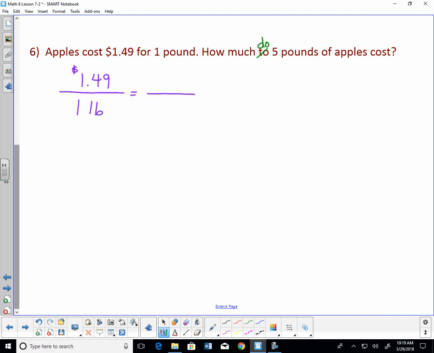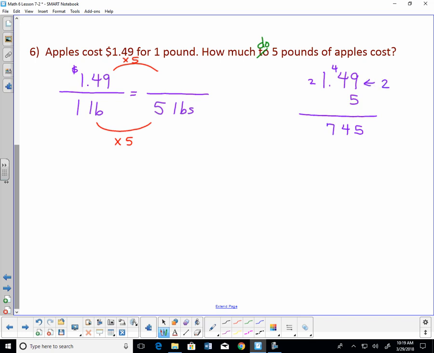Well, what did I have to do here? To get from 1 to 5, I multiplied by 5. So to get from $1.49 to whatever my cost is, I have to multiply by 5. So I will take my $1.49 and I will multiply it by 5. 9 times 5 is 45. 4 times 5 is 20, plus 4 is 24. 5 times 1 is 5, plus 2 is 7. I have 2 places after the decimal point here, so I have to have 2 places after the decimal point here, so it's $7.45. So it will cost $7.45.